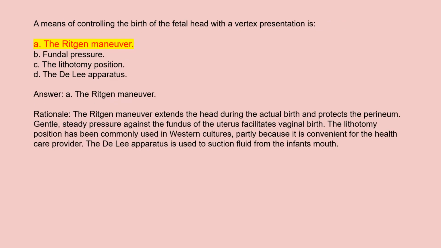Answer: A. The Ritgen maneuver. Rationale: the Ritgen maneuver extends the head during the actual birth and protects the perineum. Gentle, steady pressure against the fundus of the uterus facilitates vaginal birth. The lithotomy position has been commonly used in Western cultures, partly because it is convenient for the healthcare provider. The Doyle apparatus is used to suction fluid from the infant's mouth.